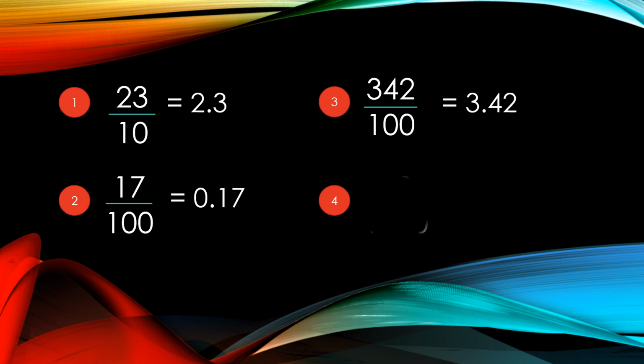Fourth one. 68 over 1000. That means you have to divide 68 by 1000. 3 zeros in 1000. Then shift the decimal point 3 places to the left. The answer is 0.068.